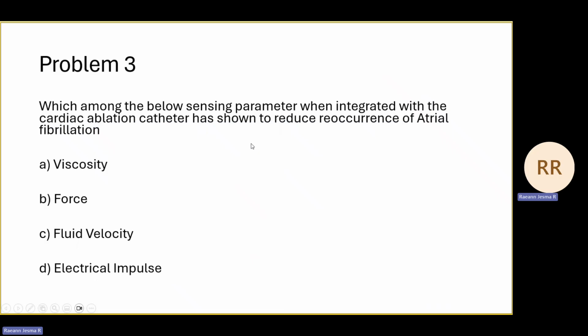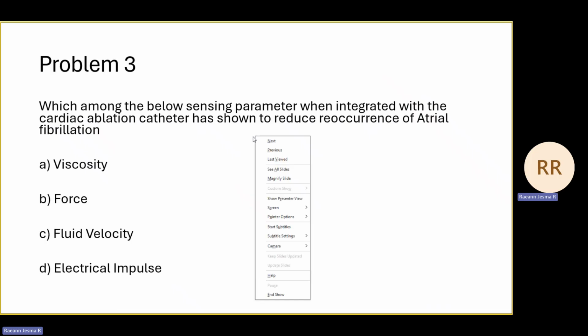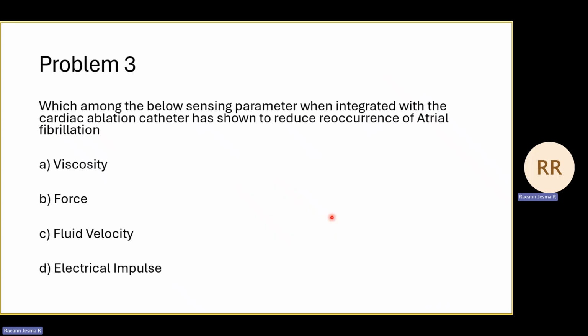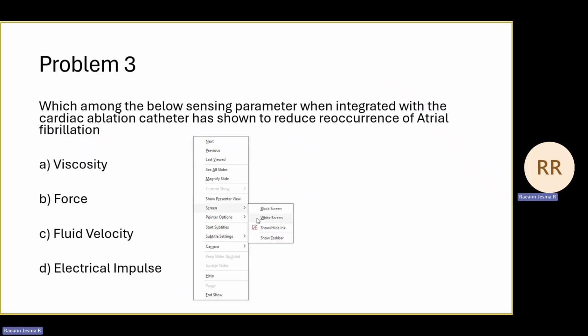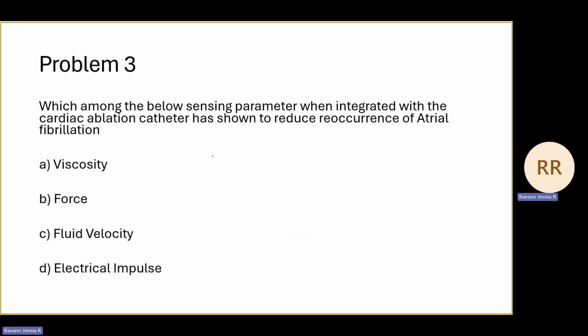Cardiac ablation is one of the methods used to treat atrial fibrillation. So when we are doing ablation of the tissue, we should ensure that the ablation is done properly. Otherwise, there will be either reoccurrence of the disease, so they'll have to do ablation again, or there may be certain other complications. So we need to measure something. What is it that we are measuring?